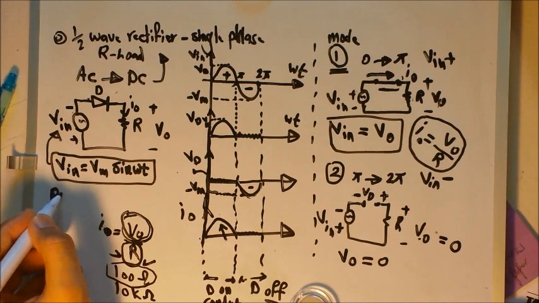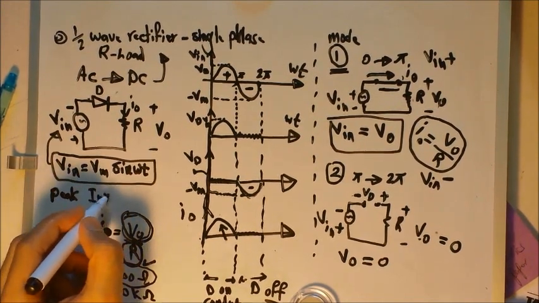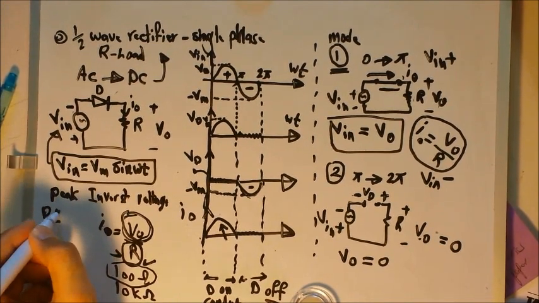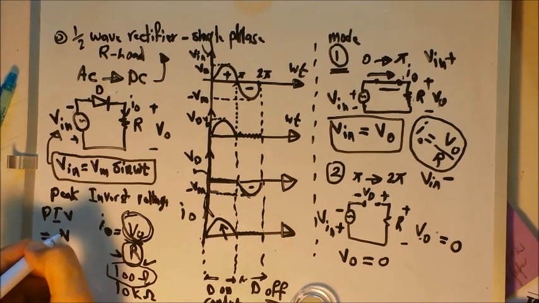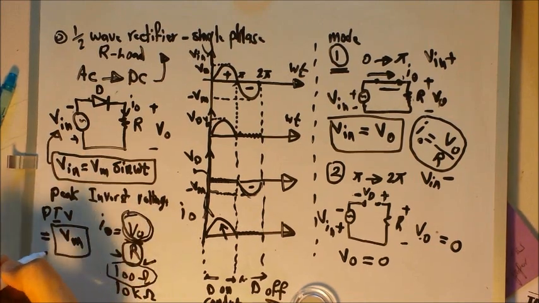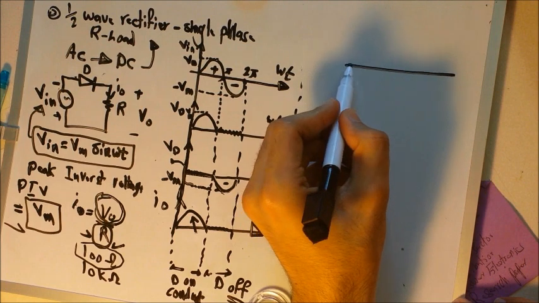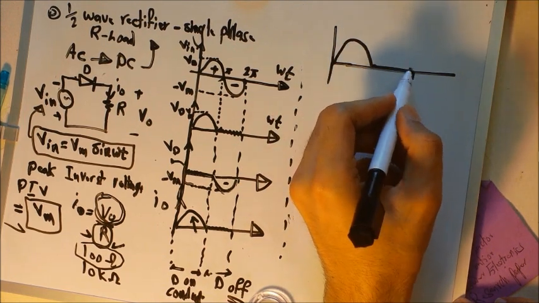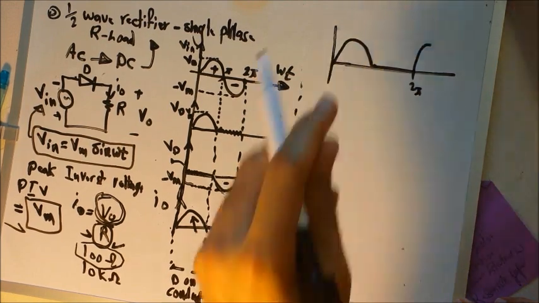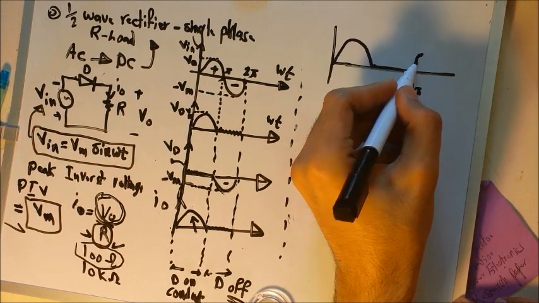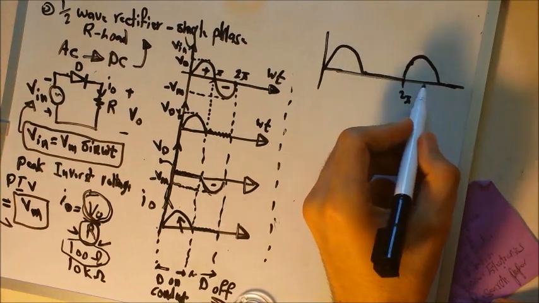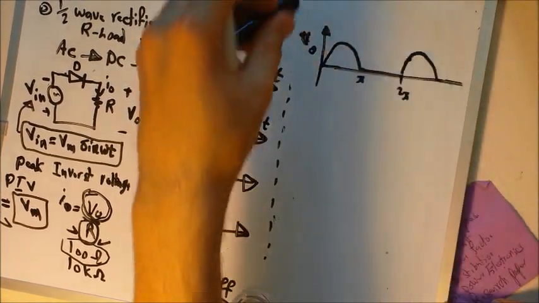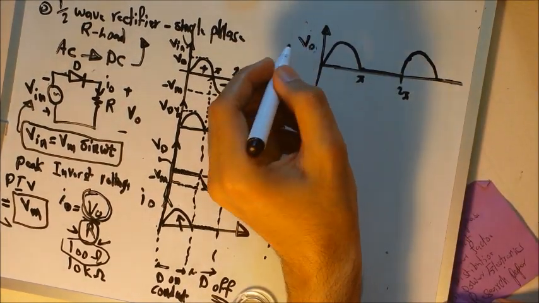Okay, we can say now the peak inverse voltage, PIV, equals V maximum. And now this is V output.